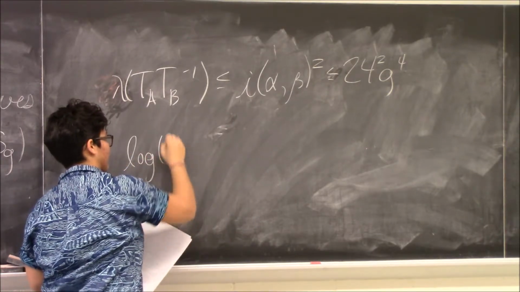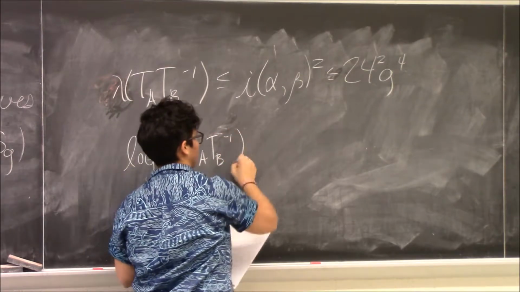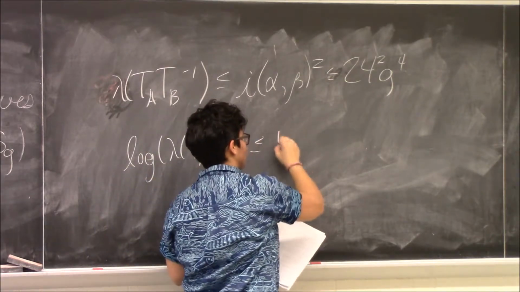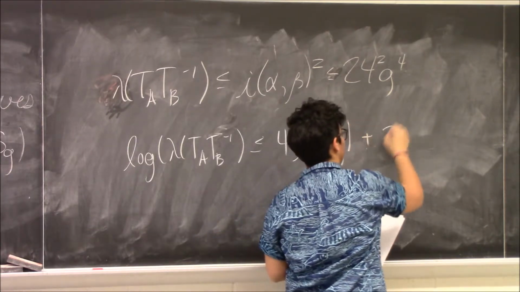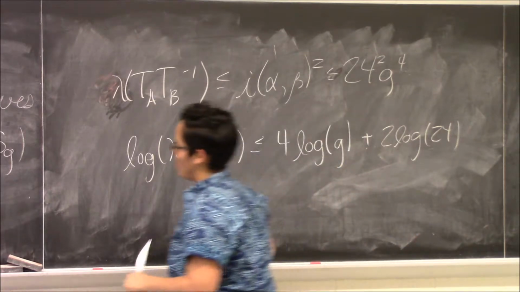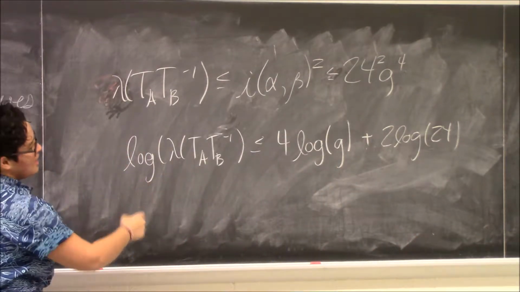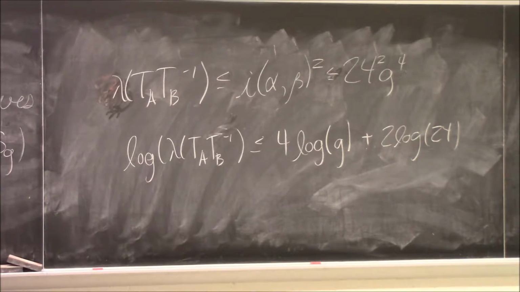So now if we just look at the log of lambda, we get that nice term, log g plus 2 log 24. And so you can see now how this is looking very similar to the upper bound that I have from my theorem. OK, so let's go ahead and talk about how I do the upper bound for my theorem. So I have a picture for this.